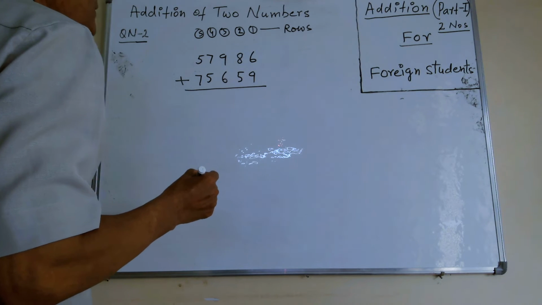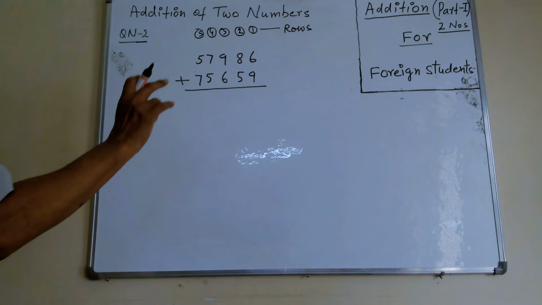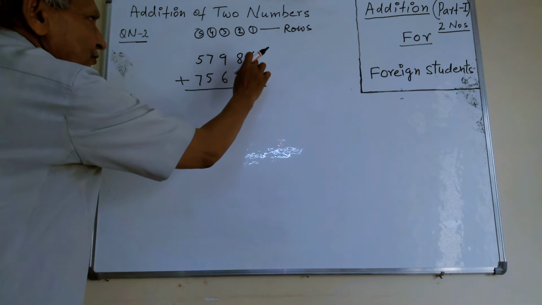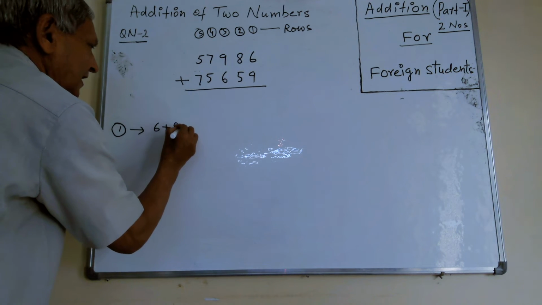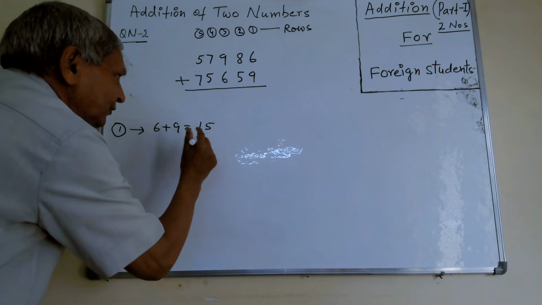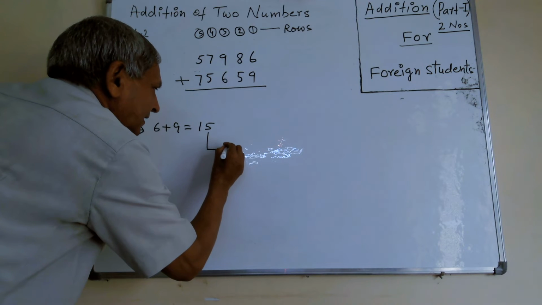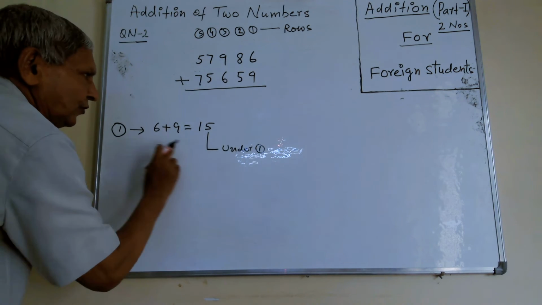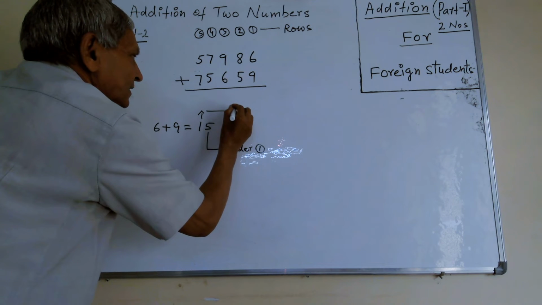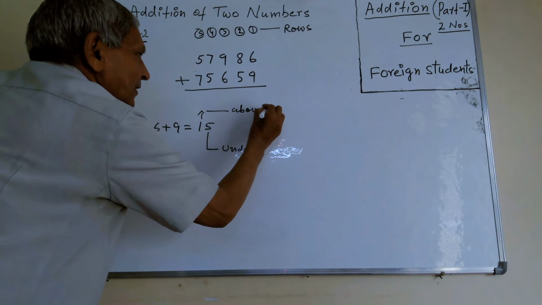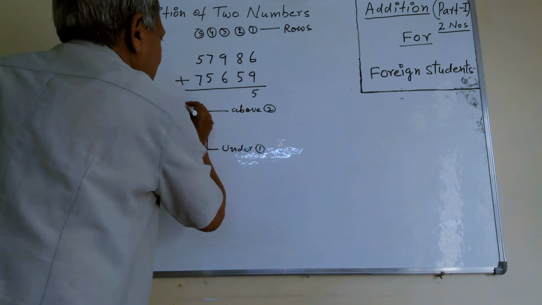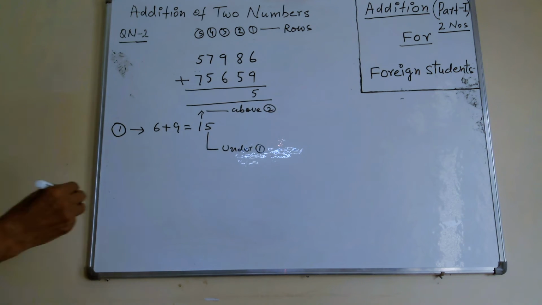Now, my dear students, we have to operate all the rows one by one. Take the first row. In the first row, there are two numbers, 6 and 9. 6 plus 9. Add these two numbers. 9 plus 6 is equal to 15. How will you write this 15? In two ways. Write 5 under the first row, and this 1 goes to the second row. You can write it above the second row. Write here 5. And 1 above the second row.